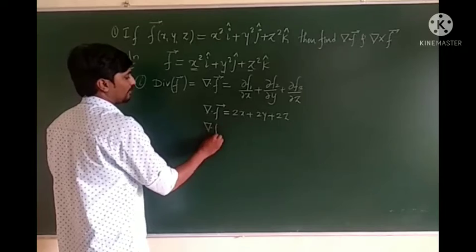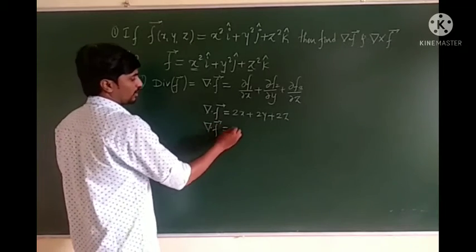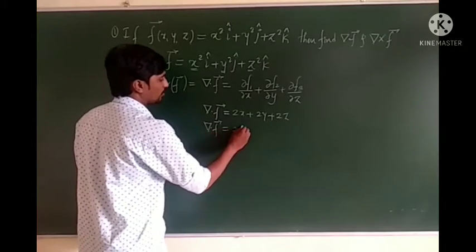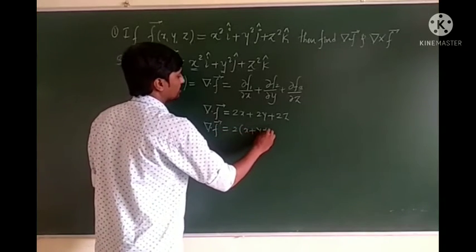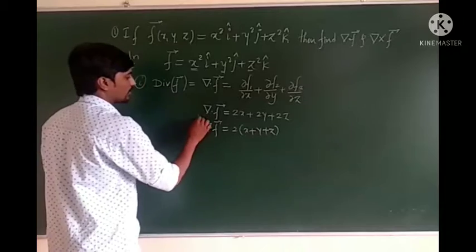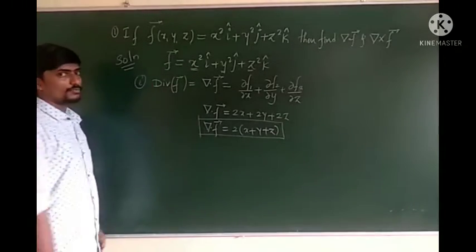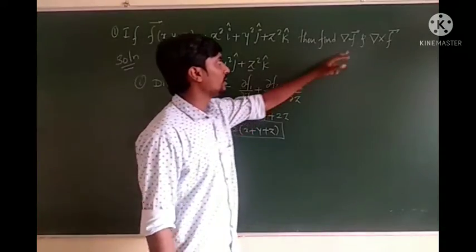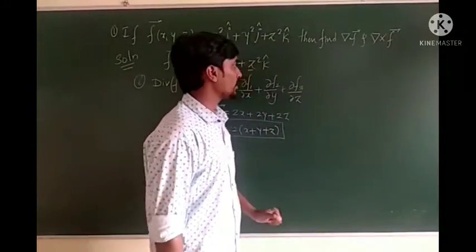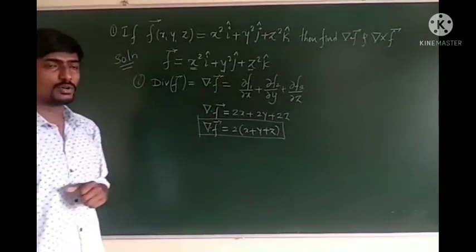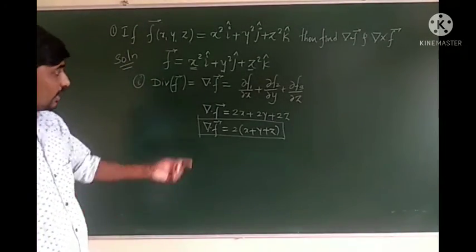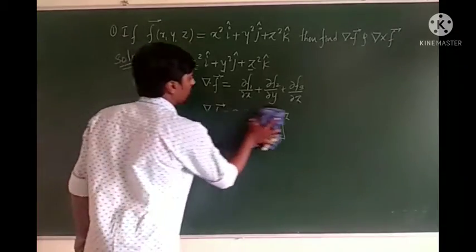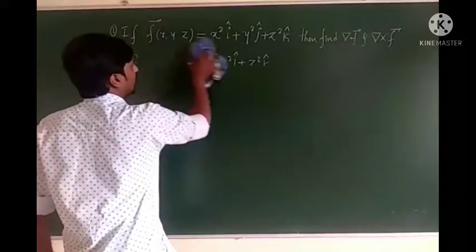So ultimately we have the value of ∂f divided by ∂, we have the differential operator 2 into bracket x plus y plus z. So this is the divergence of the given vector here. Now calculate del cross f. We know the definition of del cross f. Write down this point by pausing the video. I will solve the example of del cross f here.